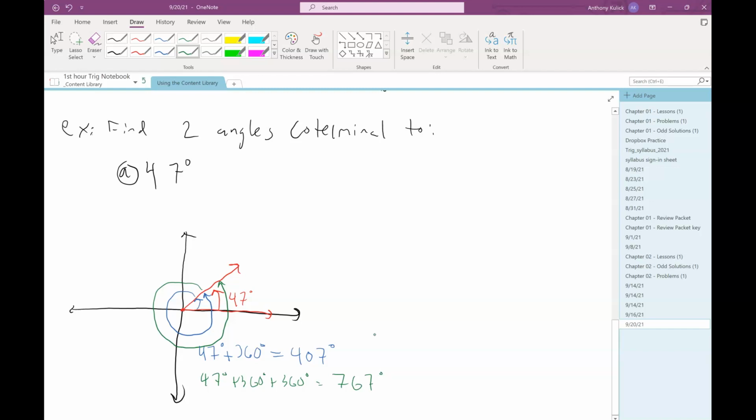Yeah, Emilio? During that process, can you just take 407 and then add 360 to that? Yeah, so that's the same idea, right? This part right here is still 407. So you could certainly take your previous answer and add another 360. And is there any limit to the number of times you could do this? No, you could just keep doing this forever and you keep generating a new coterminal angle.